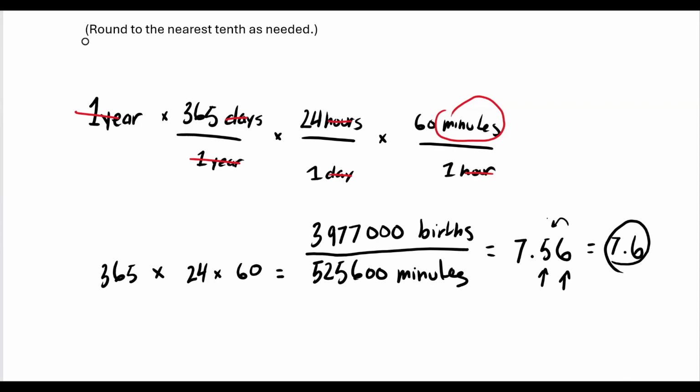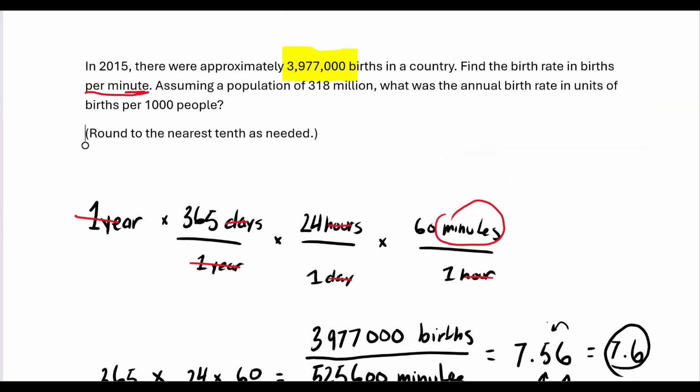So that was one of the questions they asked. Let's go back and read this again. In 2015, there were approximately 3,977,000 births in a country. Find the birth rate in births per minute, which we did. And then it says, assuming a population of 318 million, what was the annual birth rate in units of births per 1,000 people? So this one is slightly different now.